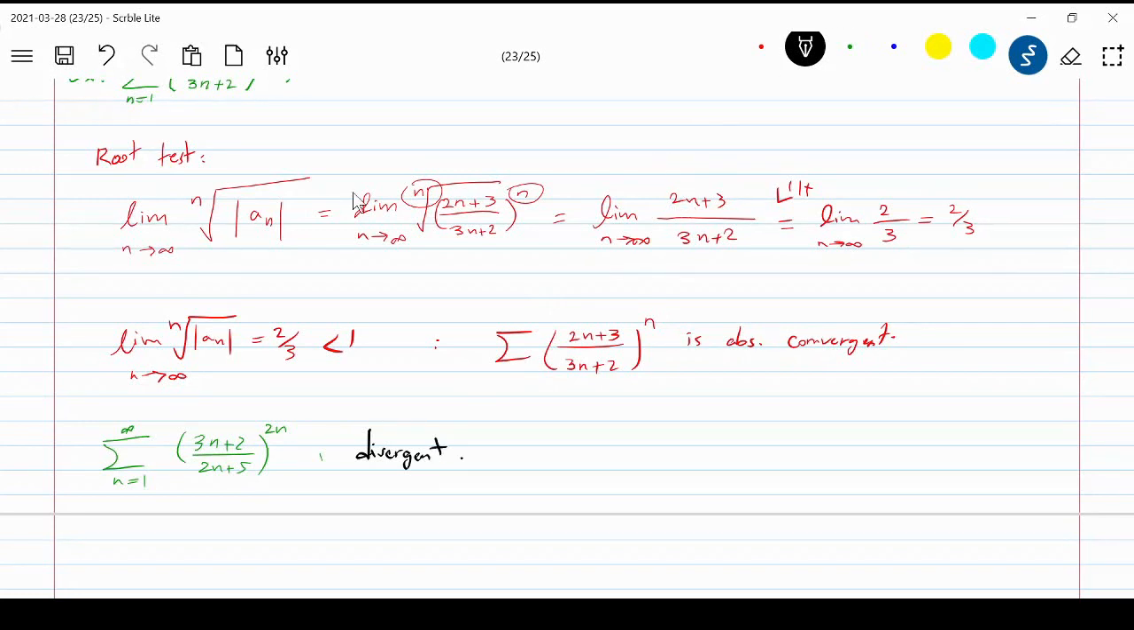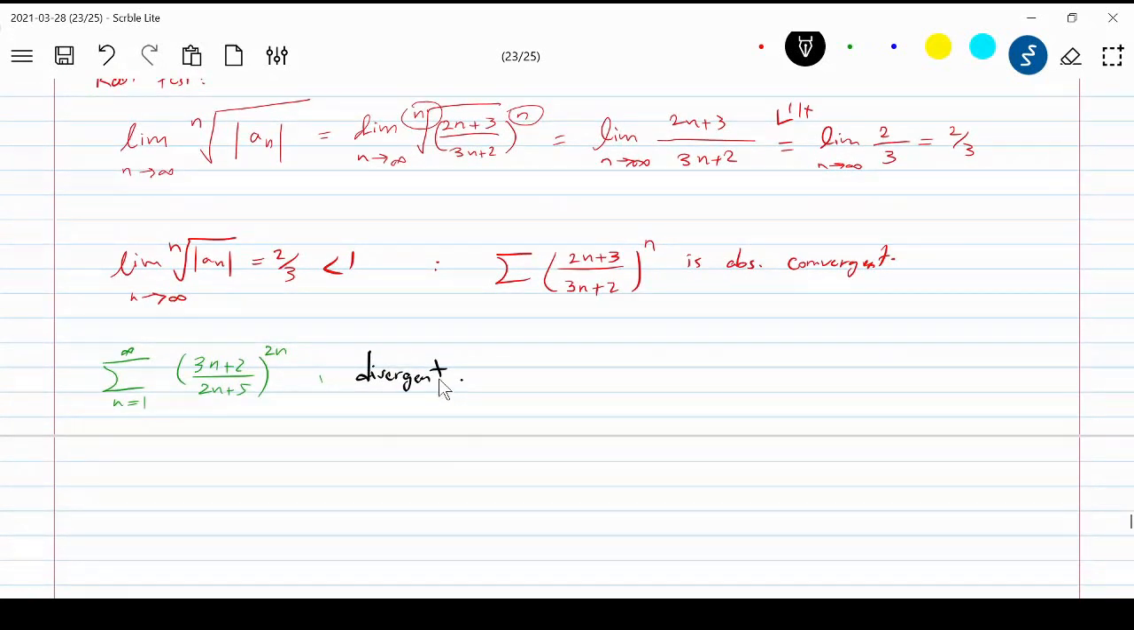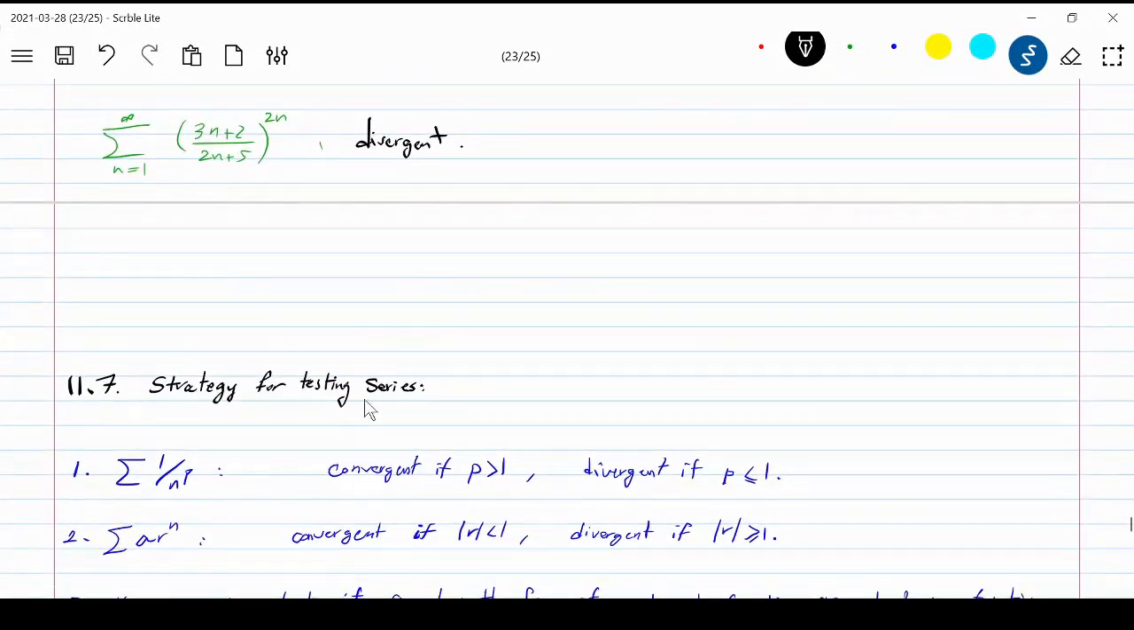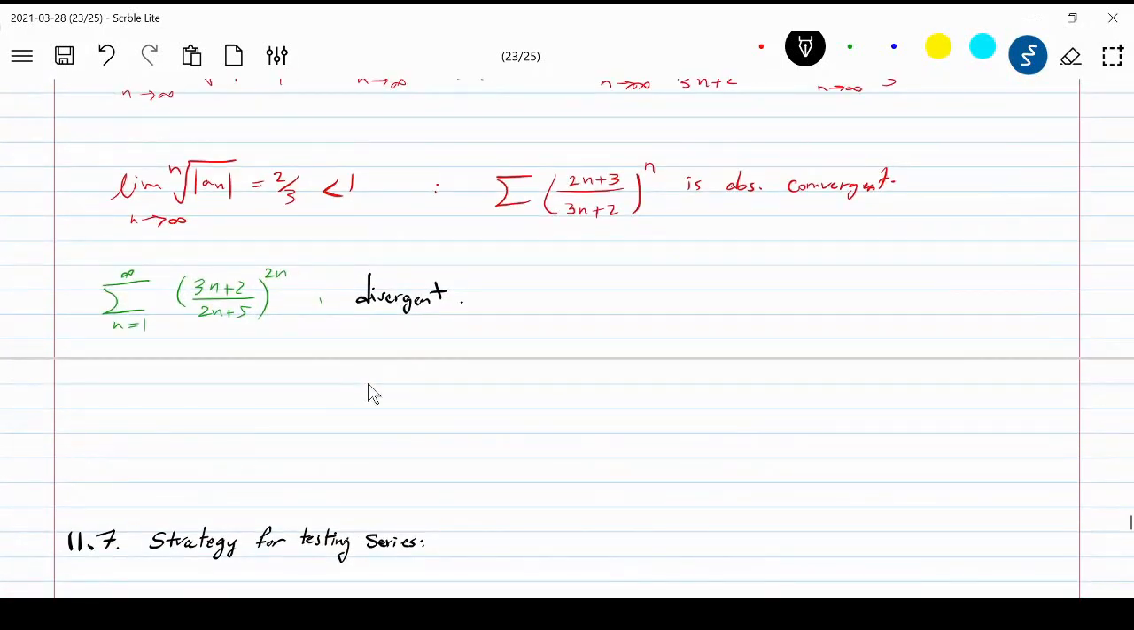Okay, so this is it for this section also. I'm going to stop here. Next time we'll talk about the strategies for testing series. This would be a general case. After all this information, we kind of have to strategize how to use these tests. So I'm going to stop with this one.